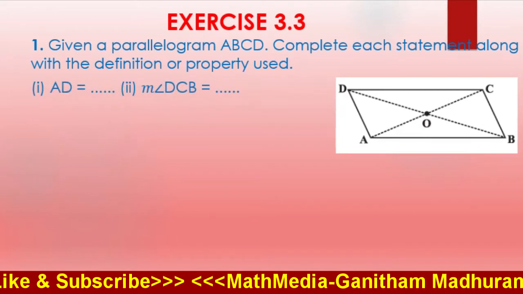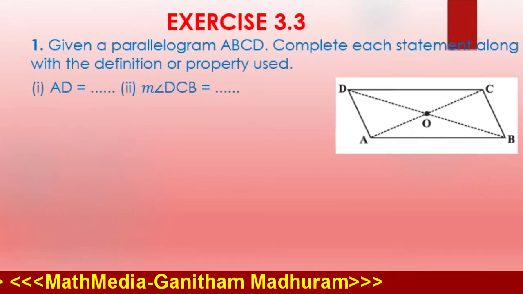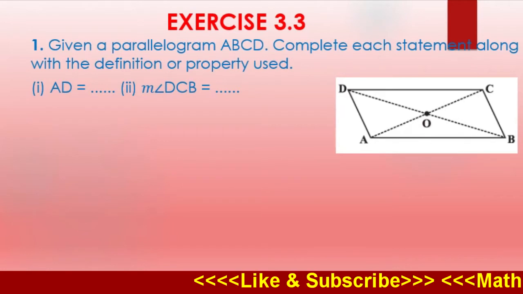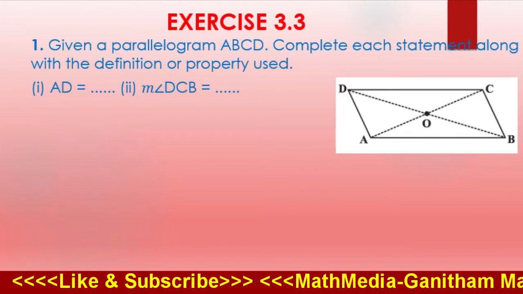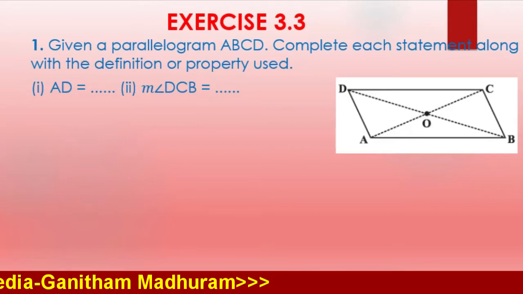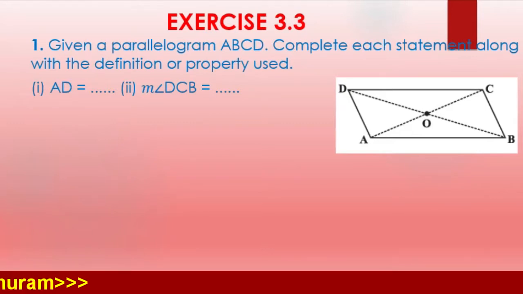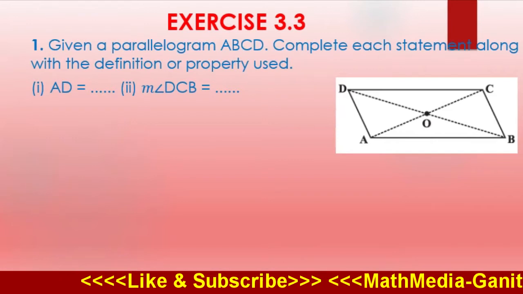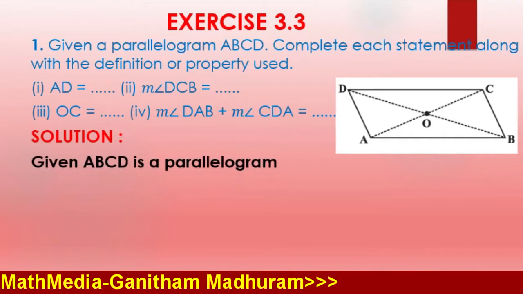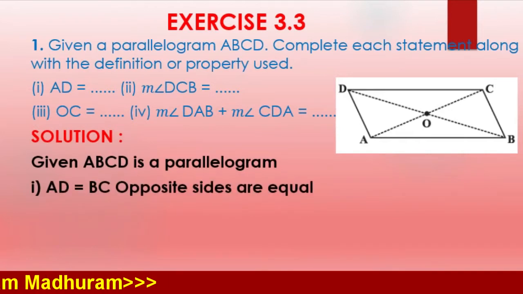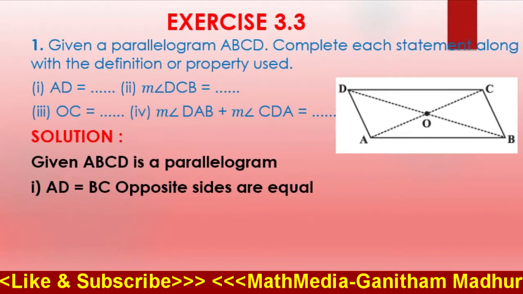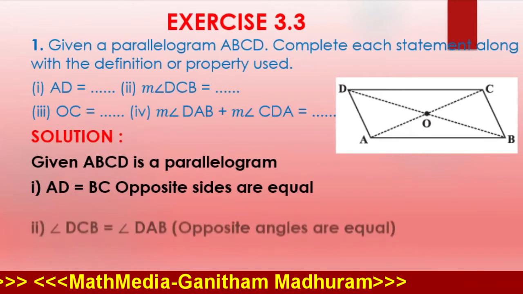AD equal to dash. This is a parallelogram. So before solving this one, please watch the earlier video, the introduction part. Then we can understand the properties of a parallelogram. AD equal to, which is the equal side of AD, BC. Given ABCD is a parallelogram, hence AD equal to BC. Opposite sides of a parallelogram are equal.